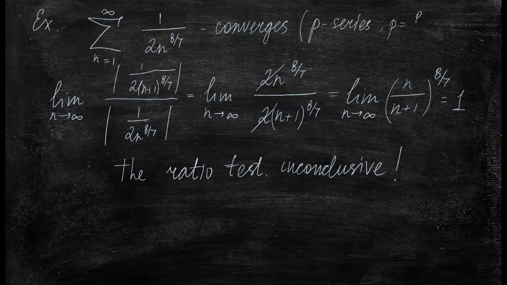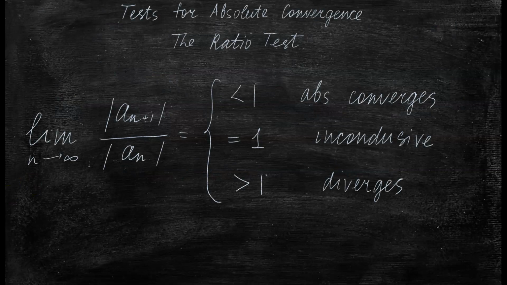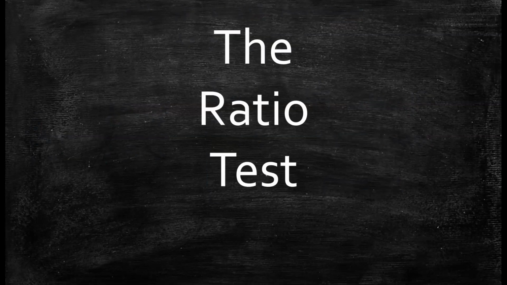with P equals 8 over 7, which is greater than or equal to 1. So you have learned the ratio test and have seen how it's applied to determine the convergence of a given series.